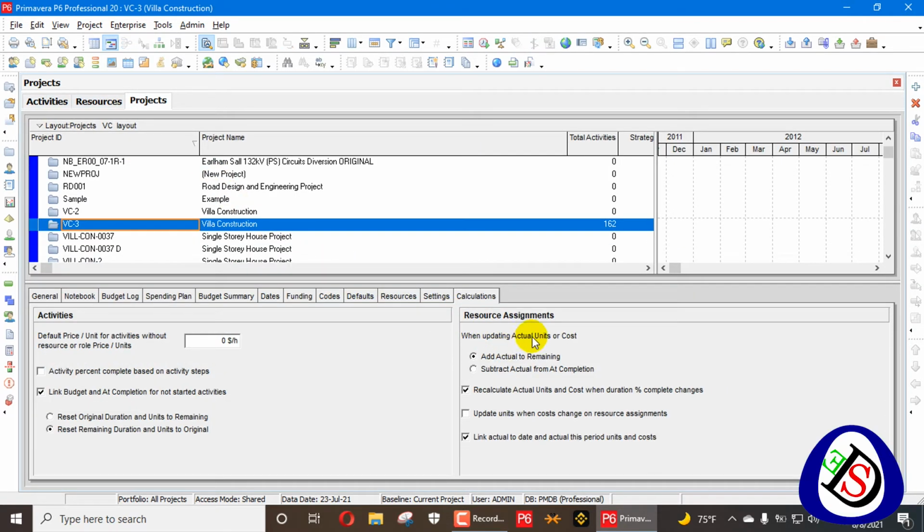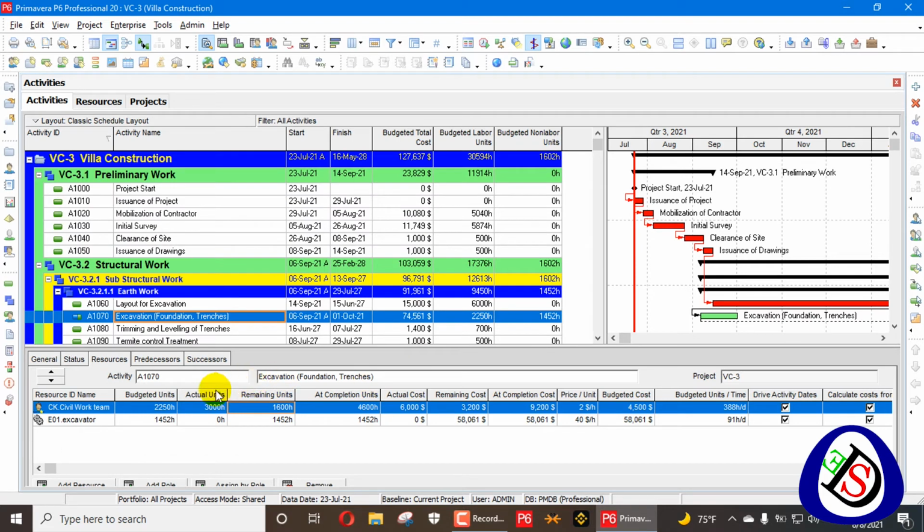When updating actual units or cost, add actual to remaining. You can see clearly and understand from the narration that when you add an activity's actuals and remaining, it will combine to make at completion. So let's talk about the second option.